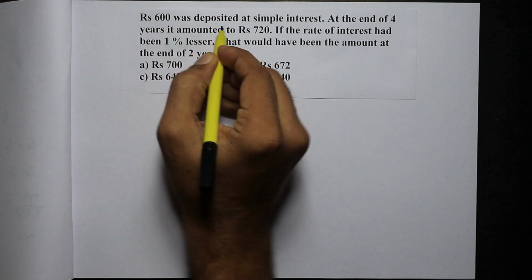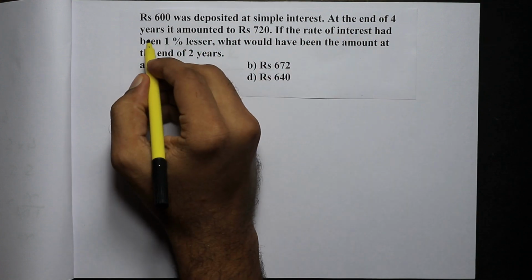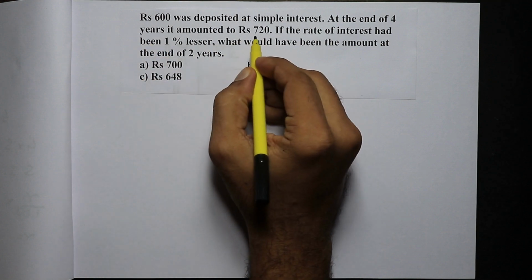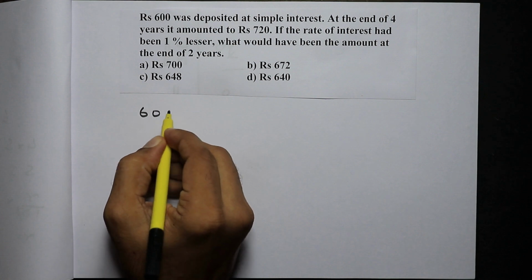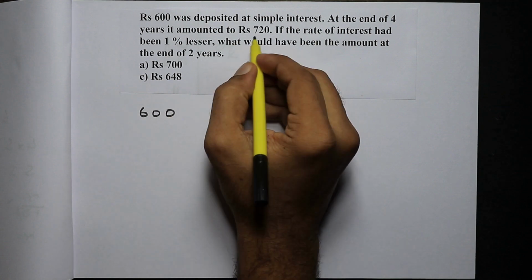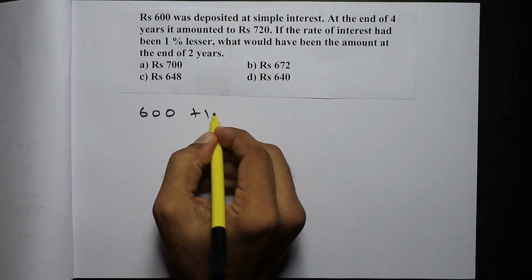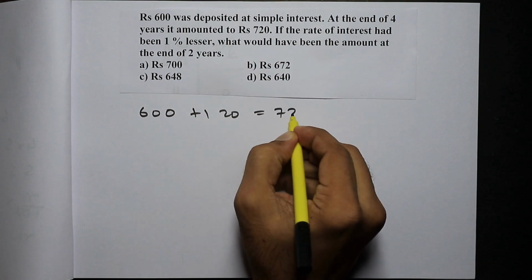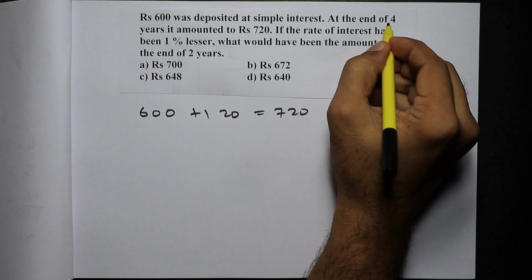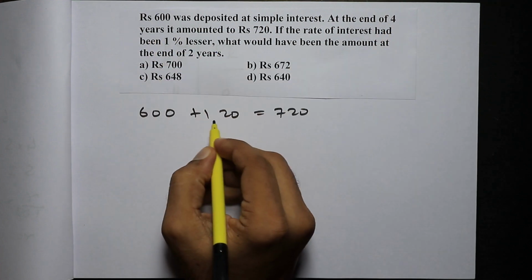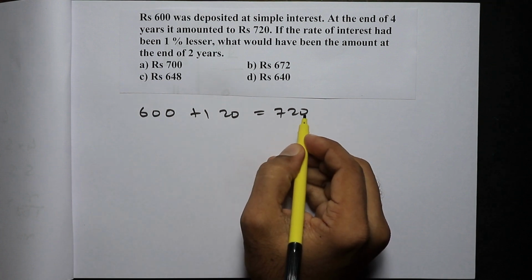Rupees 600 was deposited at simple interest. At the end of 4 years, it amounted to rupees 720. So 600 rupees was deposited, and finally you got it as 720. Now 600 plus 120 is 720, which means that the simple interest that you got for 4 years should be 120, because 600 plus 120 is 720.